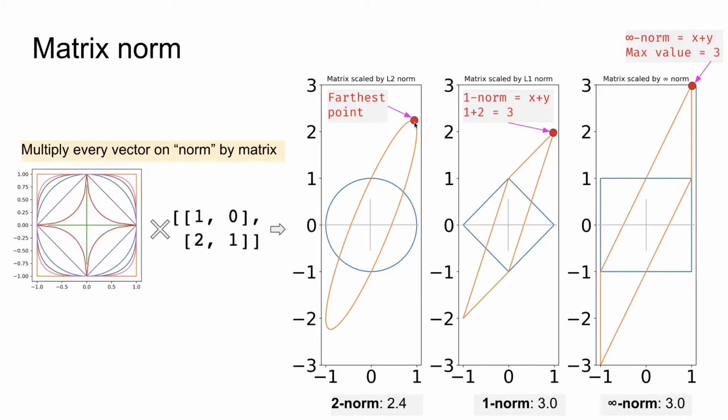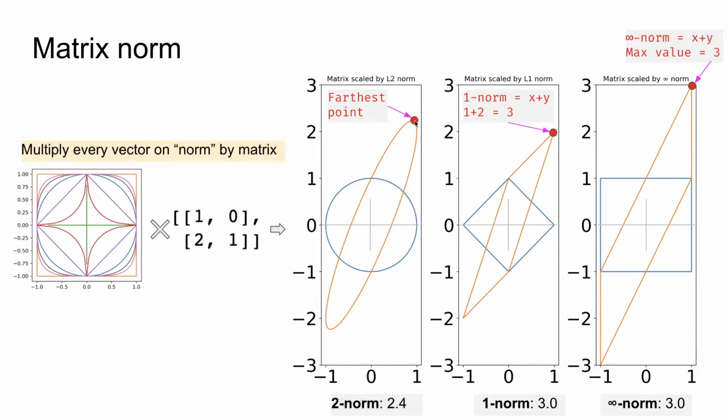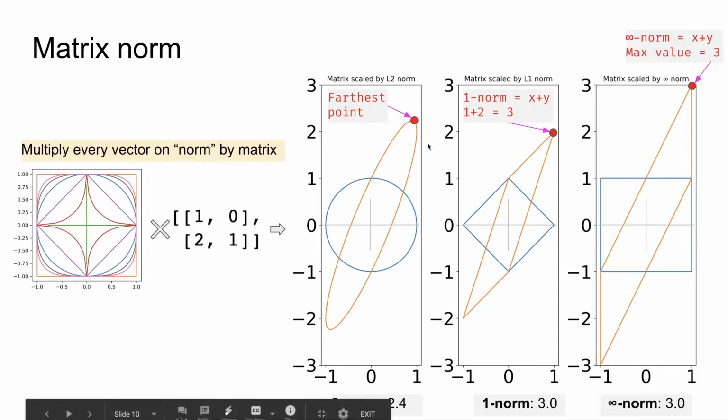And because this is a circle, we are looking at an L2 norm, and when we calculate the L2 norm for this particular matrix, we get a value of 2.4, and that's represented by this transformation.